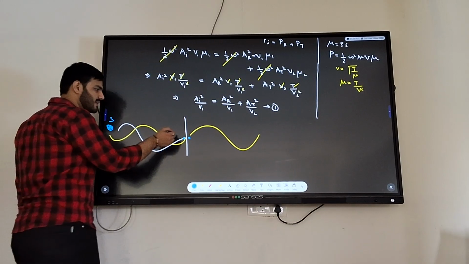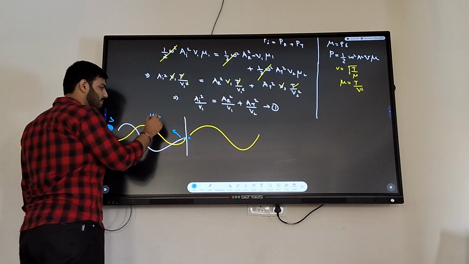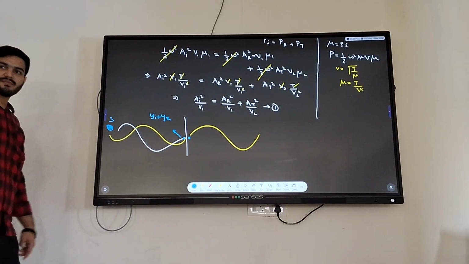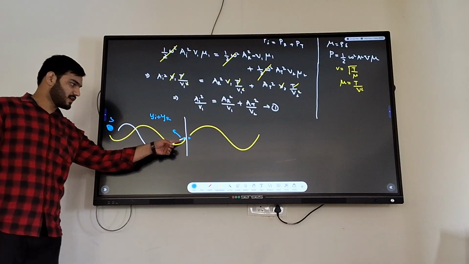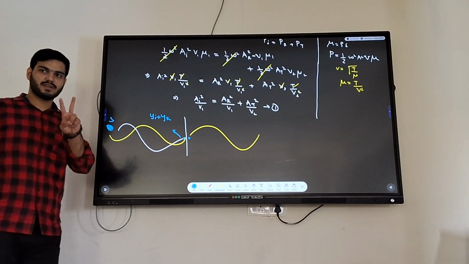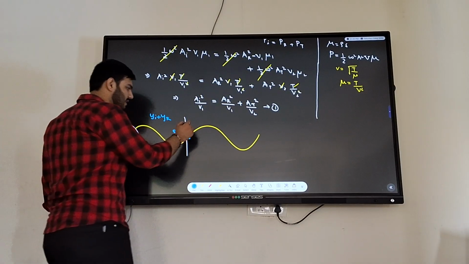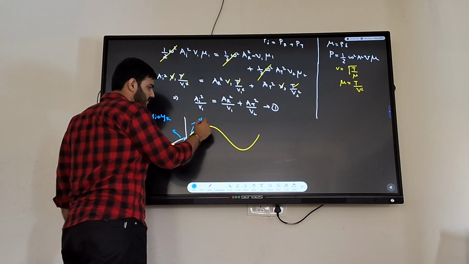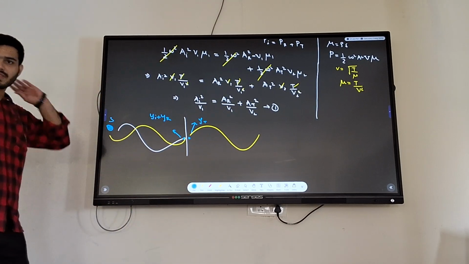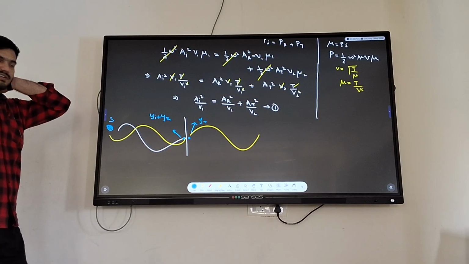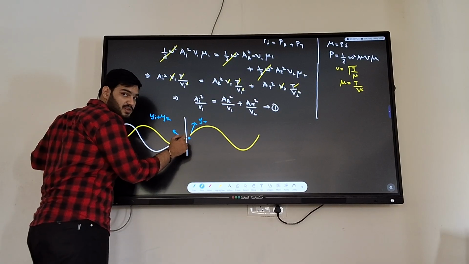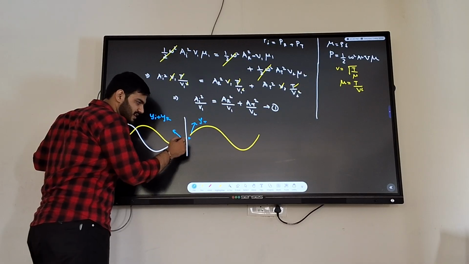Then what will be the net displacement? Some y_i plus y_r. That is the net displacement of that particle at this point, because it's being influenced by two waves. What about the particle here? It is influenced by one wave only. That's y_t. Yes or no?